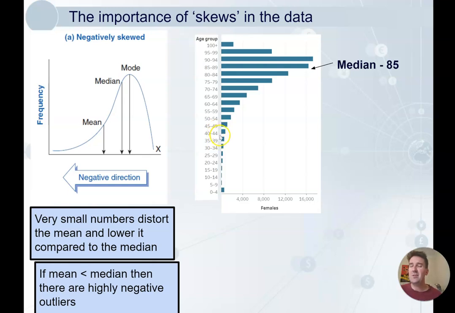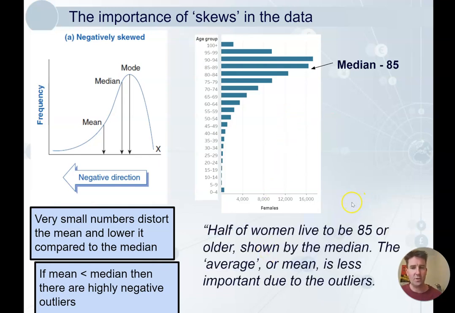So it's not a useful way of talking about life expectancy. In broad terms, what this means is that if the mean is less than the median, then there are highly negative outliers. Here we can see those highly negative outliers, all those people who die in infancy. To use a quote again, half of women live to be 85 or older, shown by the median. The average or the mean is less important due to the outliers, those outliers being those who die very young.